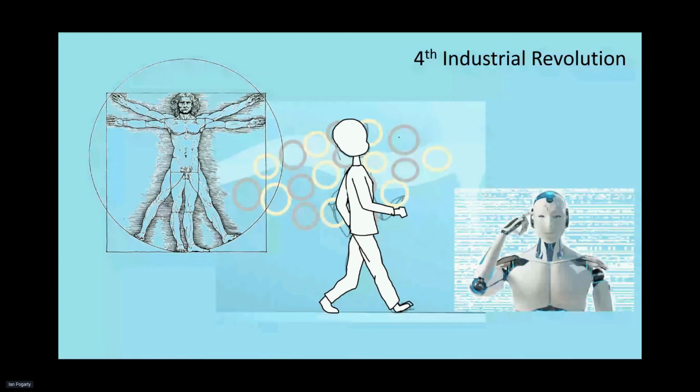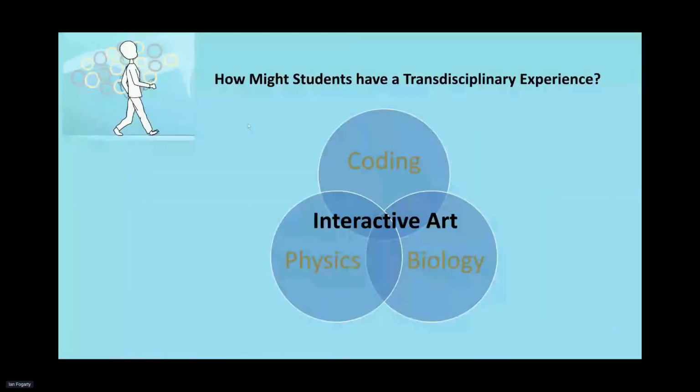Students are going to need to have a diverse set of experiences that they can draw upon to come up with creative solutions to never seen before questions. We're going to need a Renaissance education. And so this art project is a chance for my students to gather from Da Vinci and the Renaissance and look into the future. How can we create a transdisciplinary experience for our students? Well, we thought about doing an interactive art piece that would involve coding and some physics and some biology.